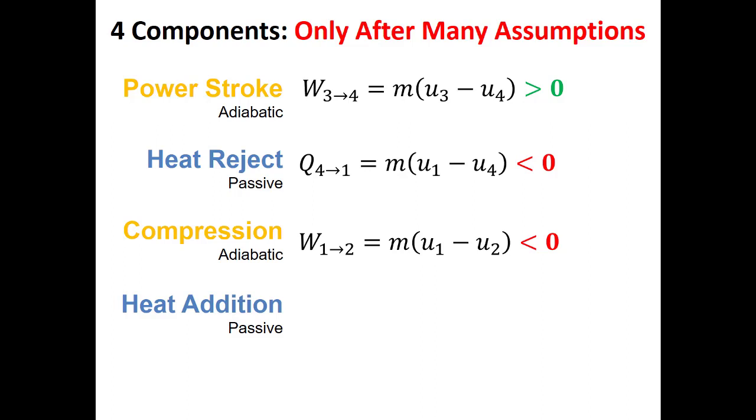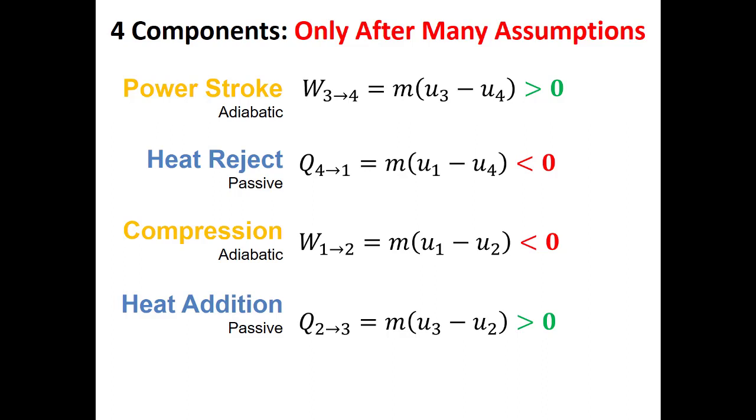But here, because the first law says that work in is negative, this is a negative number. And then heat addition, this is kind of the equivalent of burning the fuel. This is, again, going to be m times u at the end of the process minus u at the beginning of the process. And here we're adding heat, so we expect this number to be positive. So you don't have to memorize any of these equations.